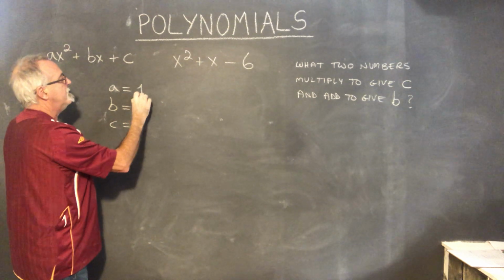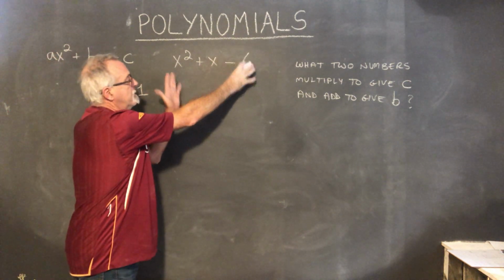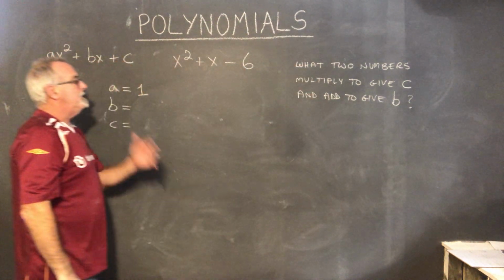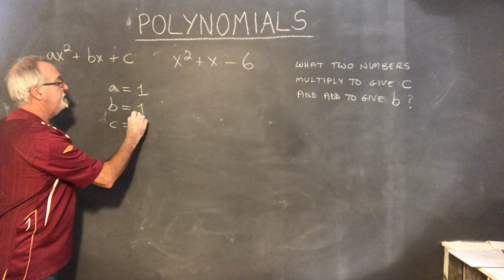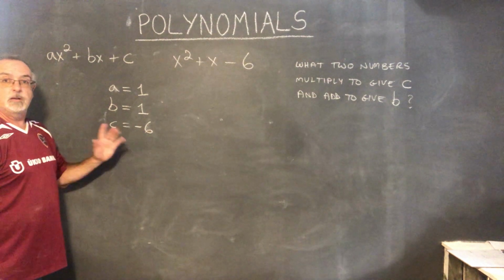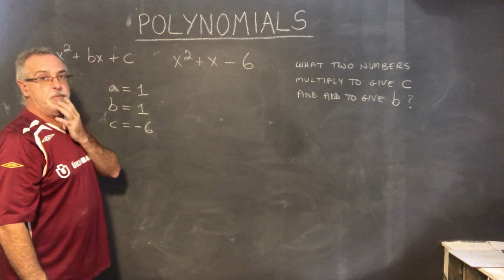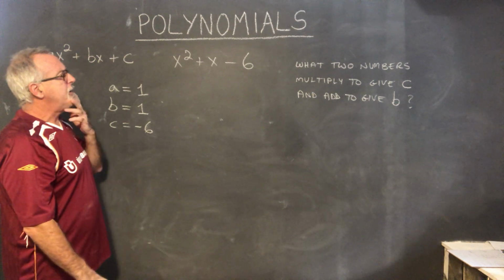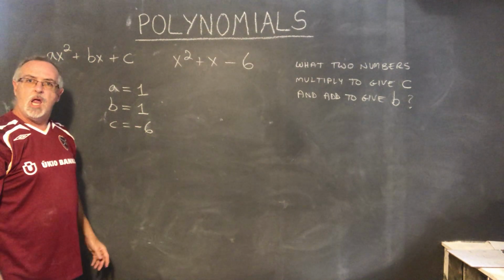Well, the A is 1. A keeps on being 1. So I'm going to just leave this here. And I'm going to do my examples down in the middle. Okay, but in this case, B is 1. Well, x means 1x, and C is negative 6, okay? The negative sign matters. We have to keep it with the coefficient. All right, what two numbers multiply to give -6 and add to give 1?